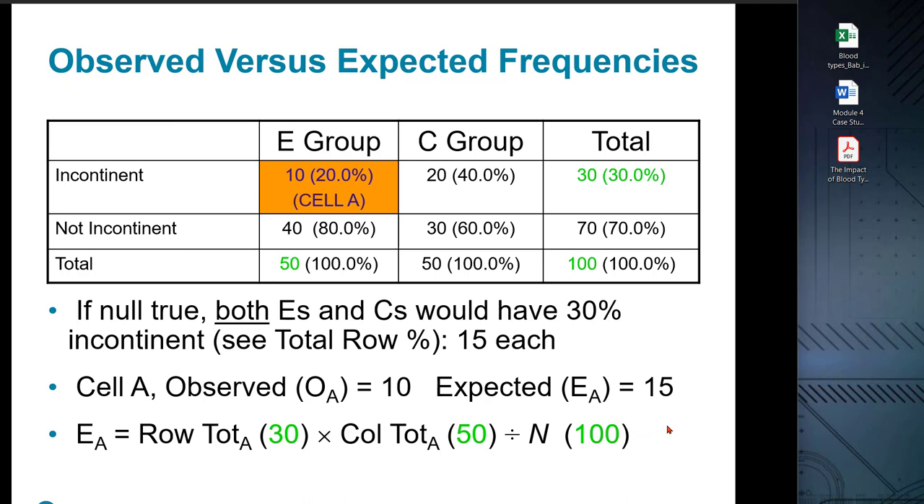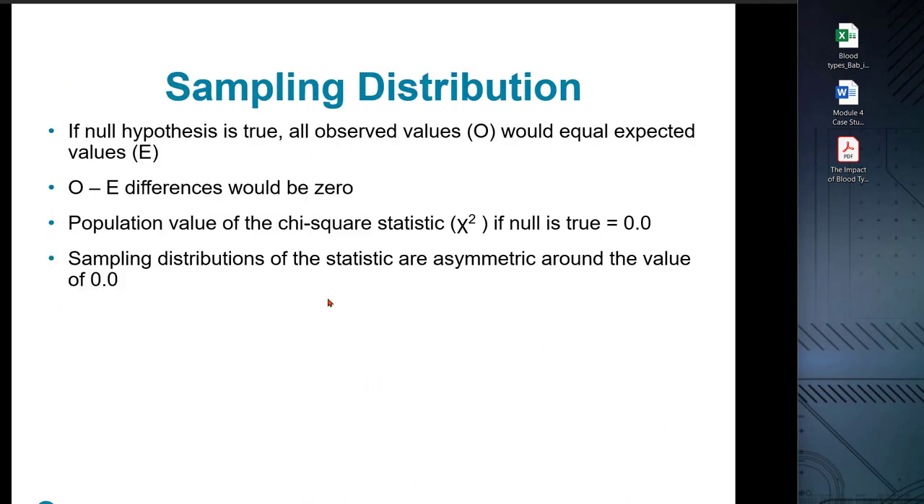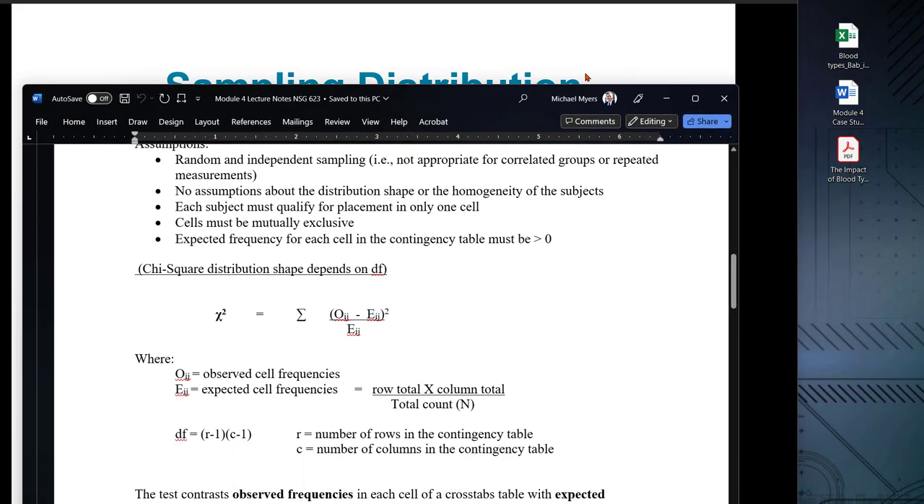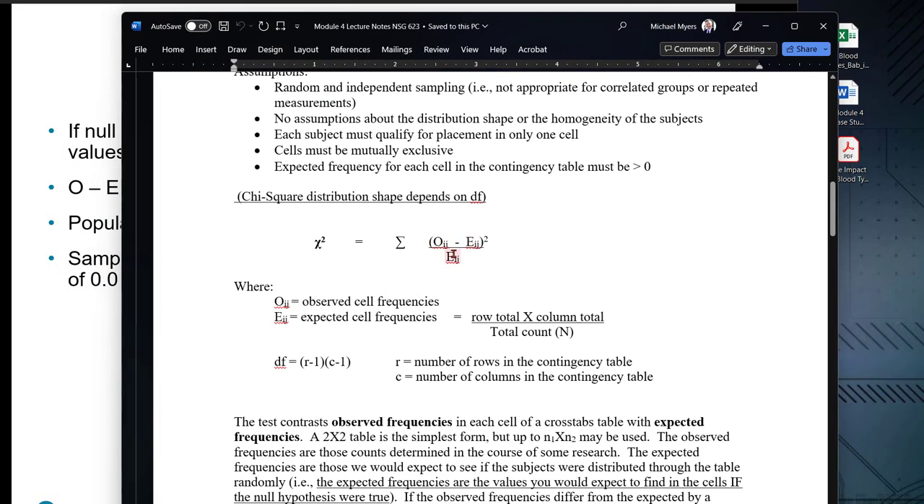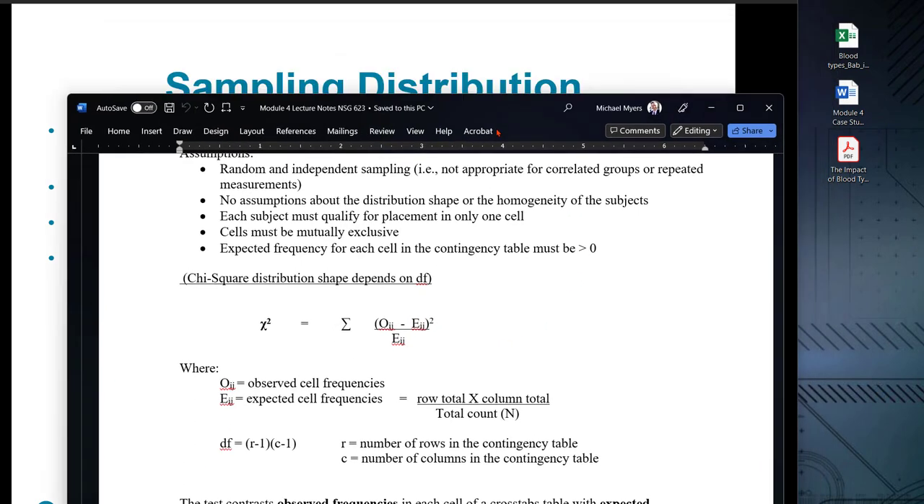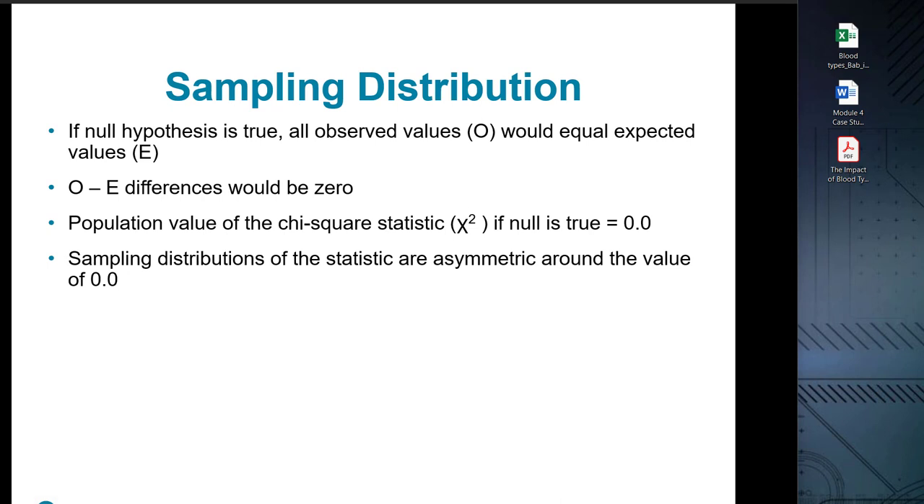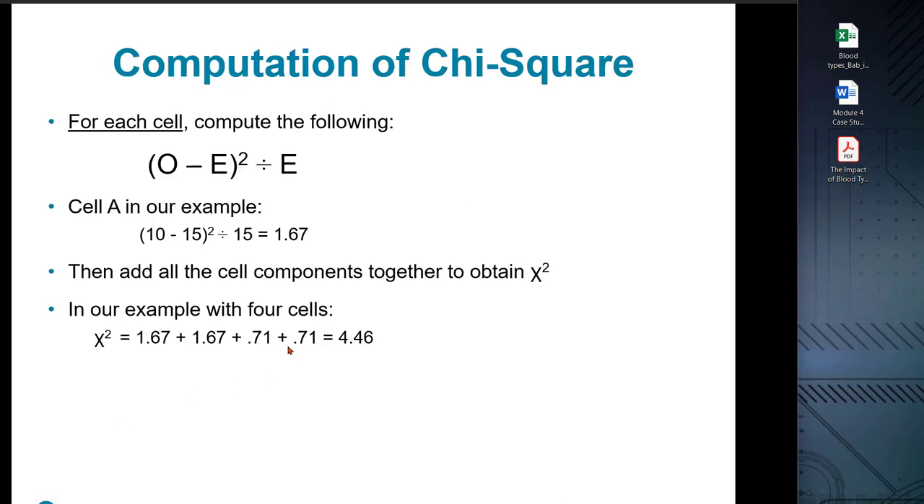We do that calculation for the entire table. We then calculate the chi-square test statistic by the formula in the lecture notes. For each cell, we square the difference between the observed and expected frequency, divided by the expected frequency. So for the first cell, it's 10 minus 15 squared, which is 25, divided by 15, which is 1.67, right? Then we add up all the cells in the table to get the chi-square test statistic.